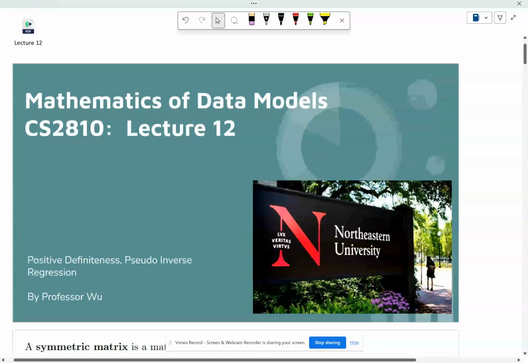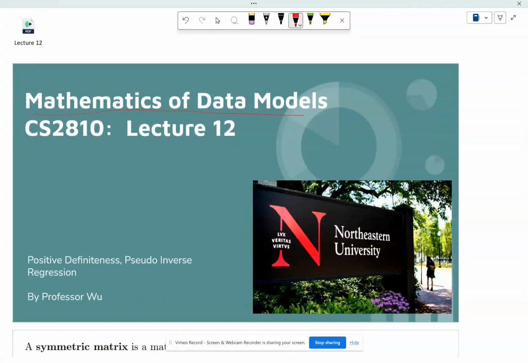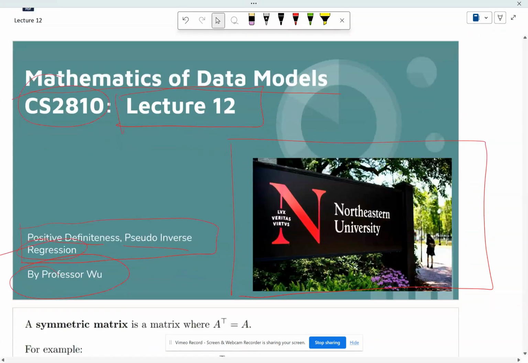All right, welcome back to Mathematics of Data Models. This is lecture 12. Today we're going to talk about concepts such as positive definiteness, pseudo inverse, regression. Now, this is a Northeastern University class, CS 2810, and I am Professor Wu.